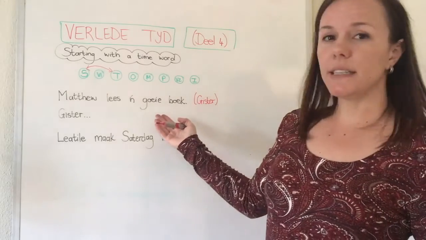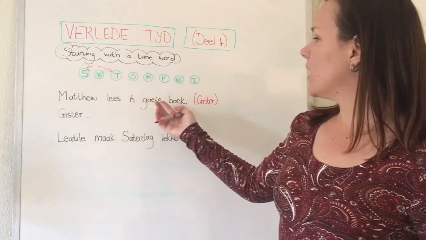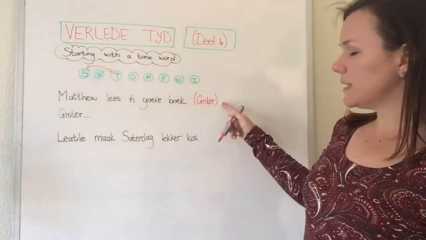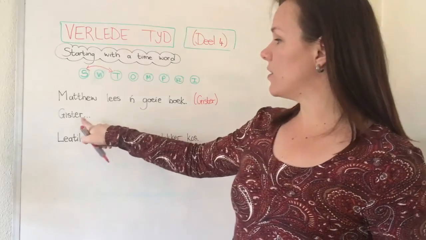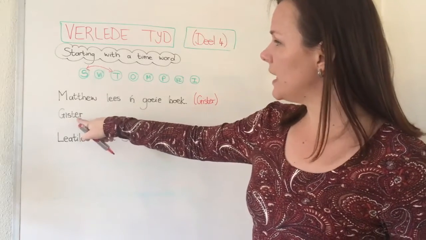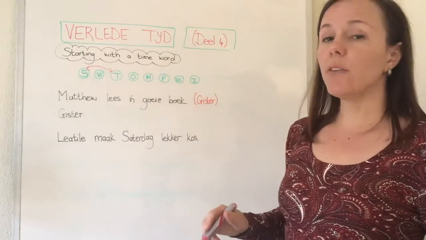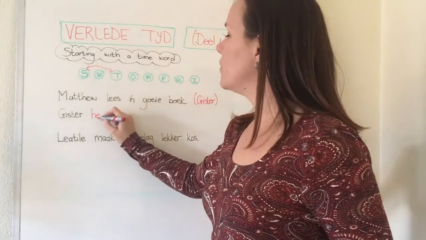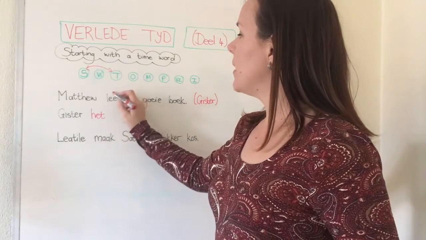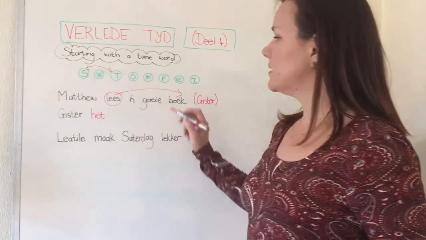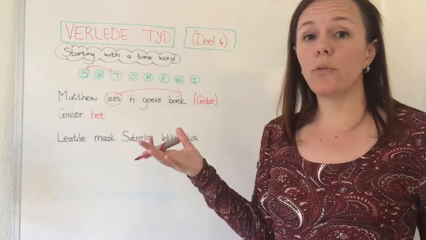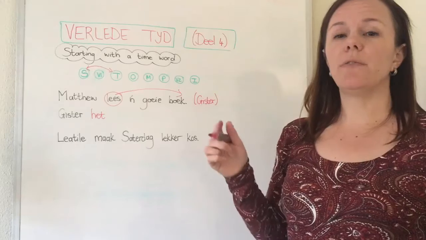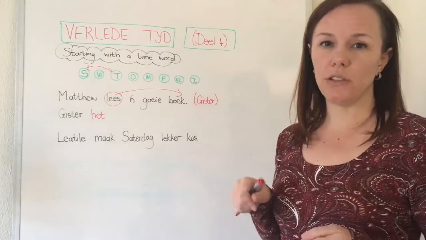So if we look at this example, Matthew lees 'n goeie boek, the time word will be first, and they give us the time word, it is gister. So there we have gister already. Next, I need my verb 1, and remember it's past tense, so my verb 1 will be het. My main verb will move to the end. So you apply the normal rule with het and ge and the verb at the end, but the only difference is you swap your time and your subject around.